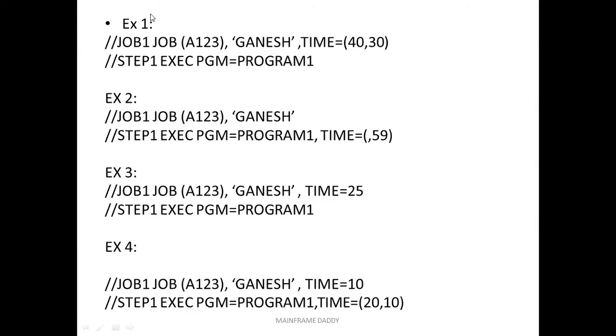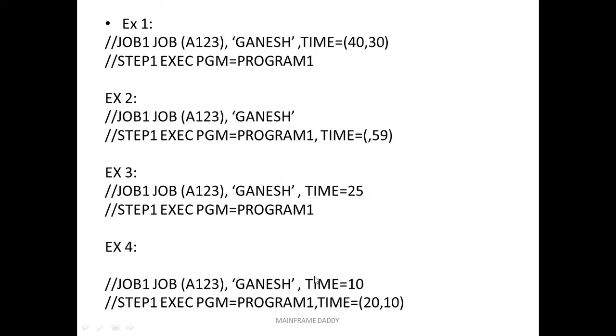Here we are going to see the examples for time. In example 1, time is coded on job statement as 40,30. It indicates that 40 minutes and 30 seconds are allocated to this entire job. In example 2, we have just coded comma 59. So it indicates that only 59 seconds will be allocated to this job step and the default value of 0 minutes will be taken. In example 3, time equal to 25 and seconds are not specified. So 25 minutes will be allocated for this entire job and 0 seconds will be taken by default.